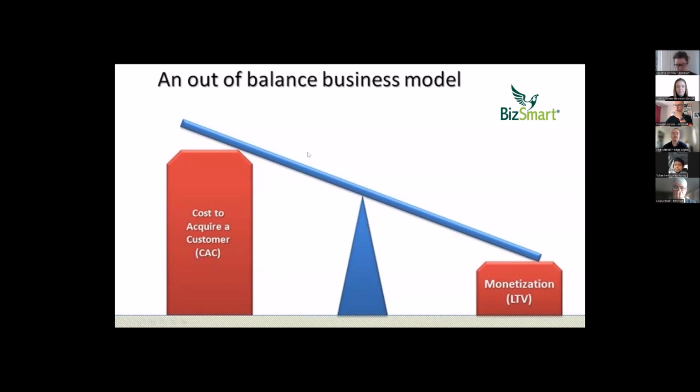An out of balance business model is something we see quite a lot, and actually slightly out of focus as well, looking at that slide. An out of balance business model comes when the cost to acquire a customer is much greater than the monetization of it, than that lifetime value. So hopefully this is not a position that we're in.